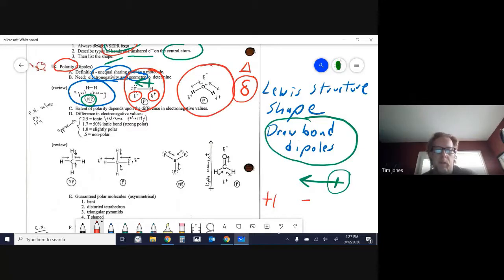I've got water here. In this case, there are 2 bonds, both of them being polar, or you could say both of them have a dipole. I have drawn the dipole with the arrows. They both point towards oxygen.